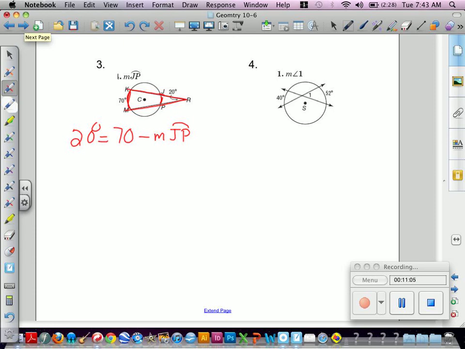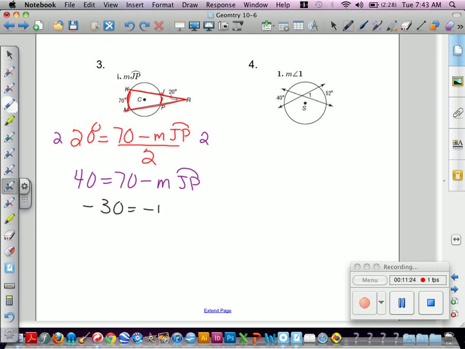Okay, so now I have to divide by 2. Multiply each side by 2. You get 40 equals 70 minus the measure of arc JP. Go ahead and move your 70. So you're going to get -30 equals a negative measure of arc JP, and then it's going to be +30 degrees is the measure of arc JP.